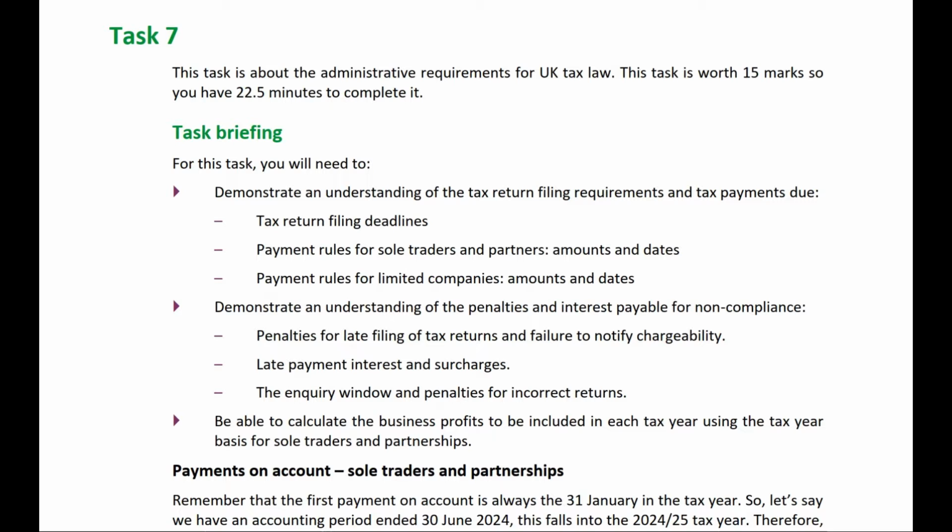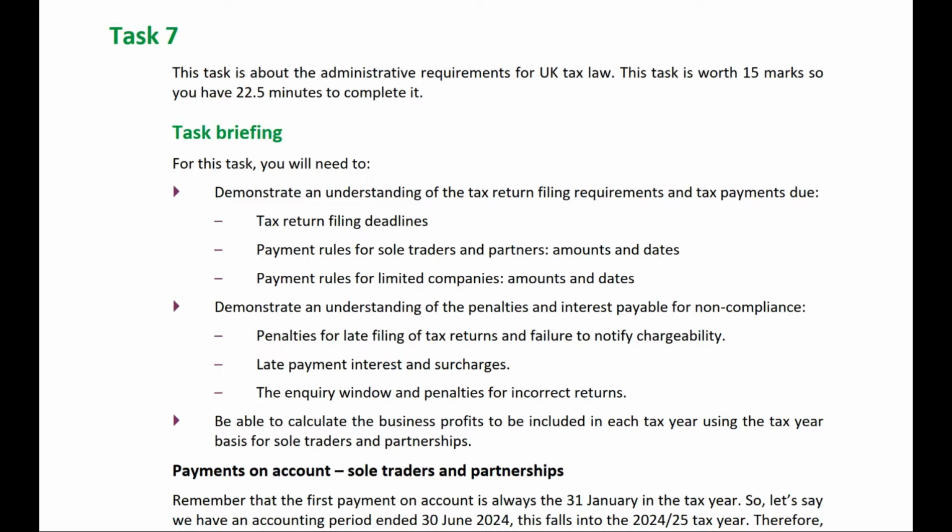So first thing I wanted to show you is this task has a reasonably high mark allocation, 15 marks here, giving you about 22.5 minutes to complete the task. And it's going to cover a variety of areas all around filing of tax returns, penalties, interest if you don't file on time, what happens with payments, when do they need to be made, what happens if you don't pay on time, etc. So it's the rules around payment and submission of tax returns and the penalties that go with that, along with some other bits and pieces.